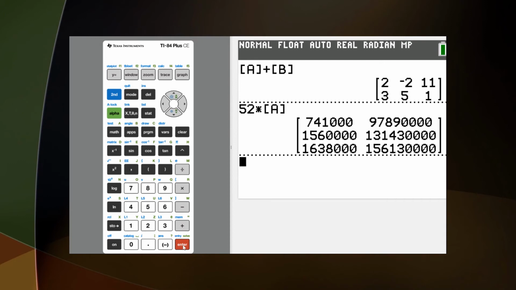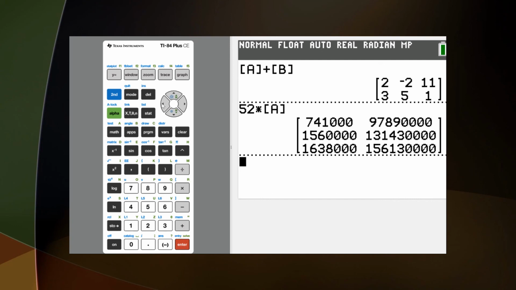So for the entry level, for the year, their salaries or wages are $741,000, and they're generating $97,890,000 in sales. At the assistant level, total wages are $1,560,000, and they generate sales of $131,430,000. And at the associate level, they have total wages of $1,638,000, and that group is generating sales of $156,130,000. There we go.